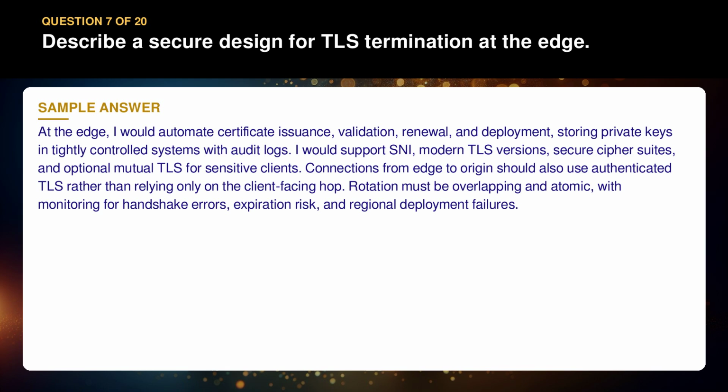I would support SNI, modern TLS versions, secure cipher suites, and optional mutual TLS for sensitive clients. Connections from edge to origin should also use authenticated TLS rather than relying only on the client-facing hop. Rotation must be overlapping and atomic, with monitoring for handshake errors, expiration risk, and regional deployment failures.